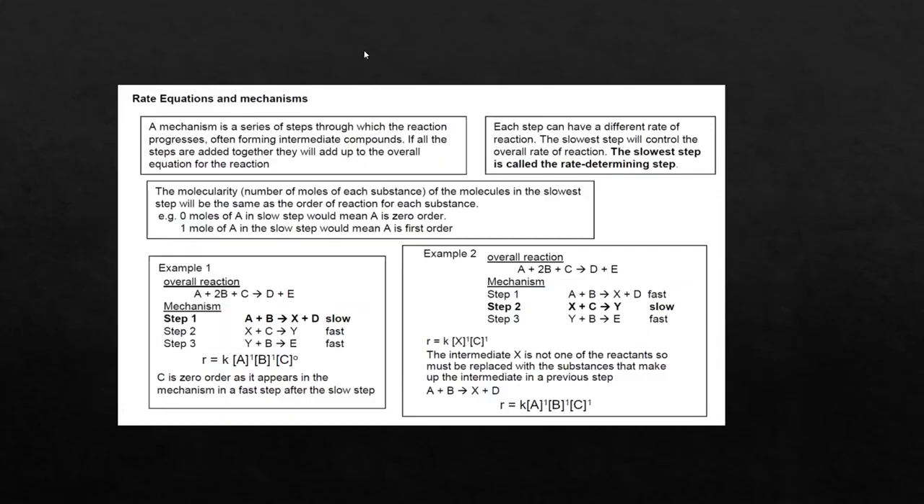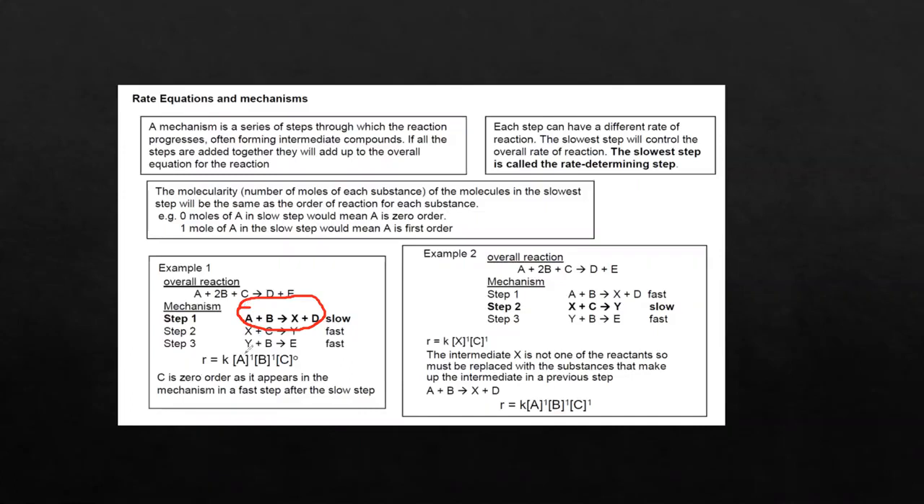So for example, the overall equation is A plus 2B plus C gives D plus E. But the step mechanism is: when A reacts with B, it forms X plus D. Then X reacts with C, it forms Y. And then Y reacts with another B, it forms E. The first reaction is a slow reaction. The remaining two are fast reactions. So which reaction is the rate determining step? The one which is the slowest. So this is the rate determining step. When we write the rate expression from the equation, we will always use the slowest one.